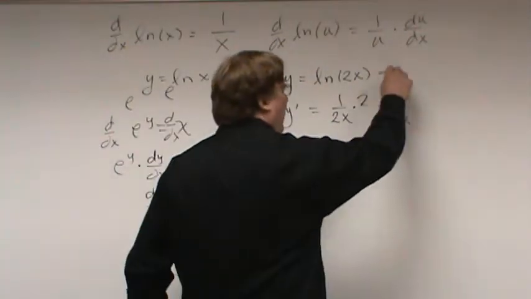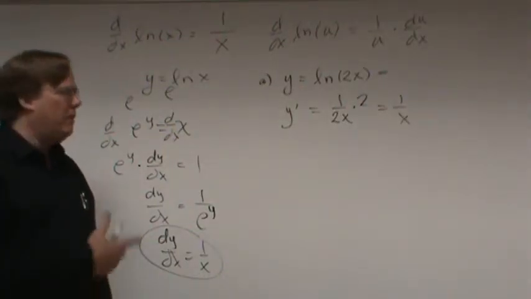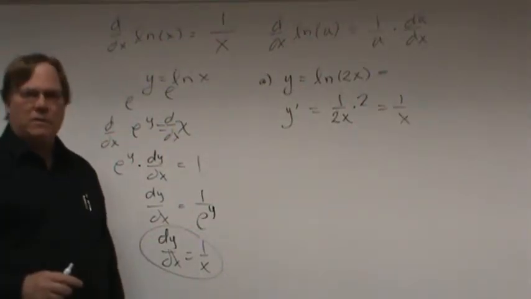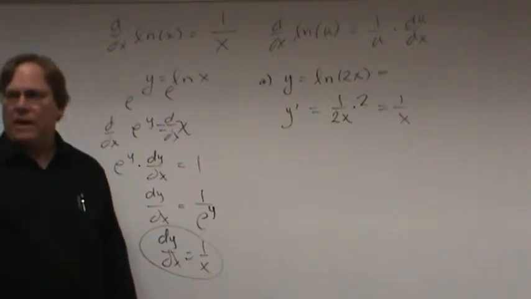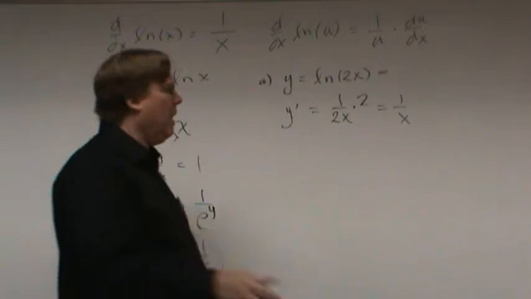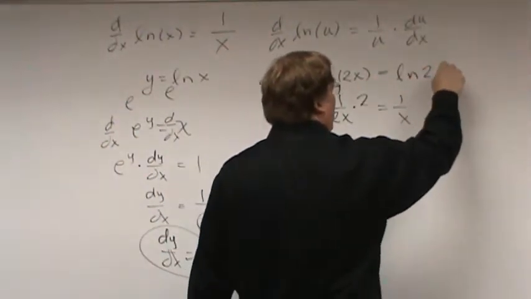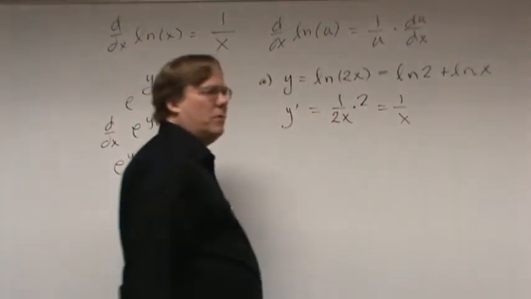Can I rewrite the log natural of 2x in a way that would make it very clear that the derivative was going to be 1 over x? Yes, Zach? Natural log 2 plus natural log x. Good. You guys okay with that? The log natural of 2x is the log natural of 2 plus the log natural of x. That's one of the rules of logs.